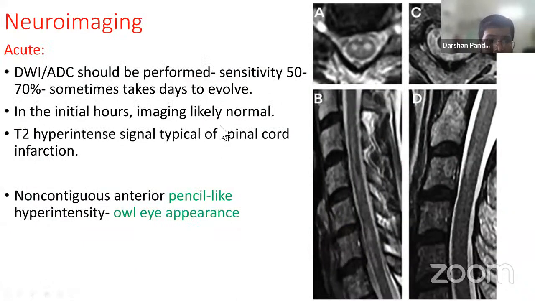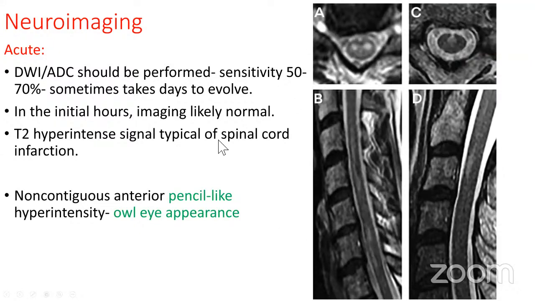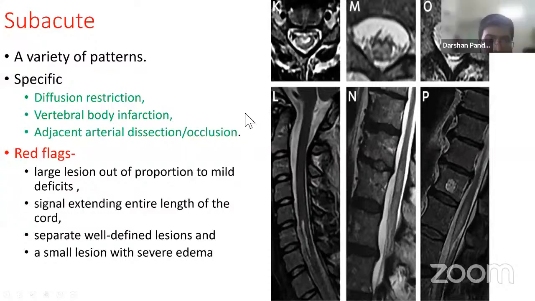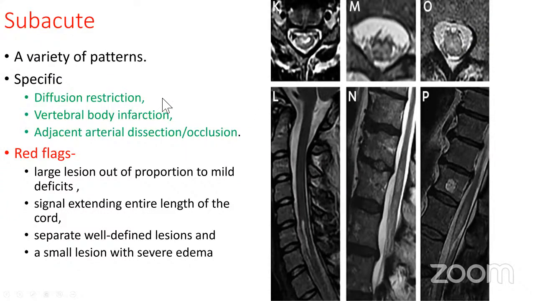So coming to neuroimaging, diffusion weighted imaging and ADC should be performed in acute settings, but sensitivity is only 50 to 70%. It takes days to evolve, so in initial imaging, it can be normal. T2 hyperintense signal is typical. It can be pencil-like or owl-like lesions. In the subacute phase also, there's a variety of patterns, such as diffusion restriction or associated vertebral body infarction or arterial dissection.